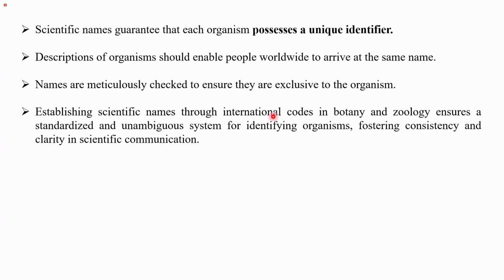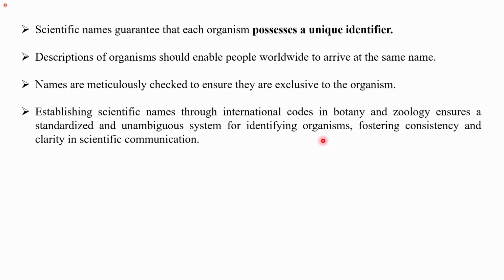And establishing scientific names through international codes in botany and zoology ensures a standardized and unambiguous system for identifying organisms, fostering consistency and clarity in scientific communication. So just like we have a unique ID, for example, our Aadhaar cards which are unique to us. No two individuals, be they residing in North India or South India, may have the same Aadhaar card number. Every one of us has a unique ID.